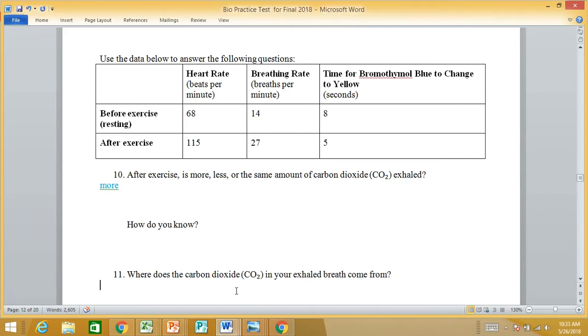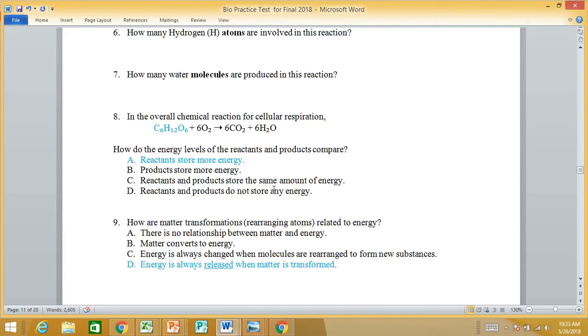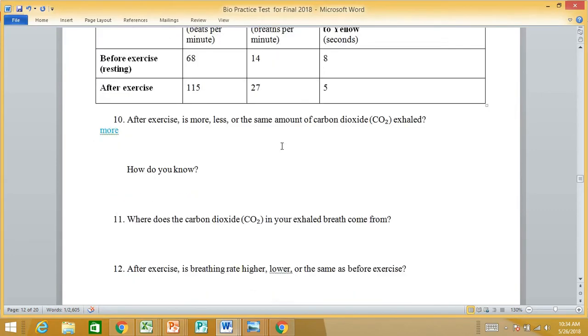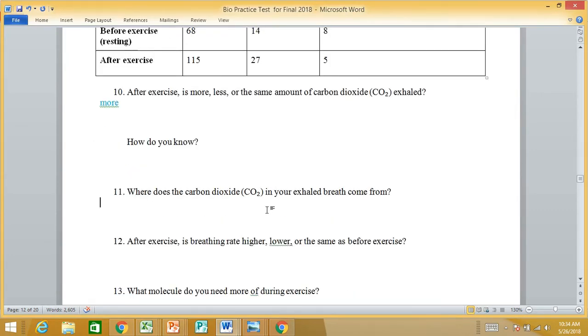Where does the carbon dioxide in your exhaled breath come from? Well, it comes as a product of cellular respiration, right? So if we go back up here, we know that in cellular respiration, carbon dioxide is a product. Maybe I'll highlight a different color. So your bloodstream is taking that and bringing it out of the body. So it's coming as a product of cellular respiration, getting transported through the blood cells over to the lungs, and up and out of your body.